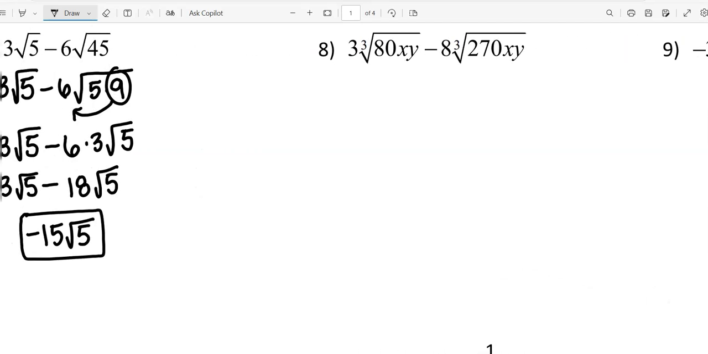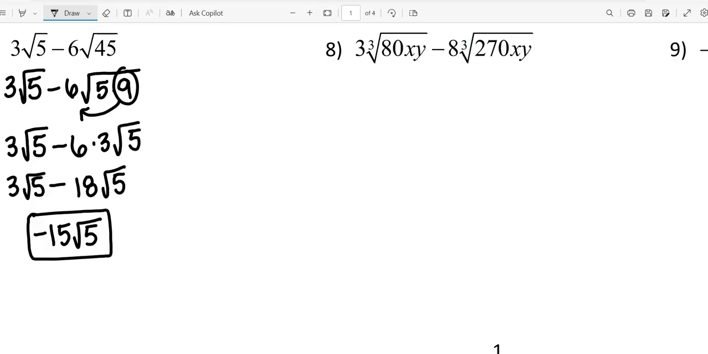Y'all want to try number 8? No? What's the largest perfect cube factor of 80? Factors of 80, go. Oh, it is 8. Good, you rescued us. It is 8. 8 times 10 times x, y. X and y, neither of those have a power of 3 on them, or even anywhere close, so we're not going to be able to take either of those out.